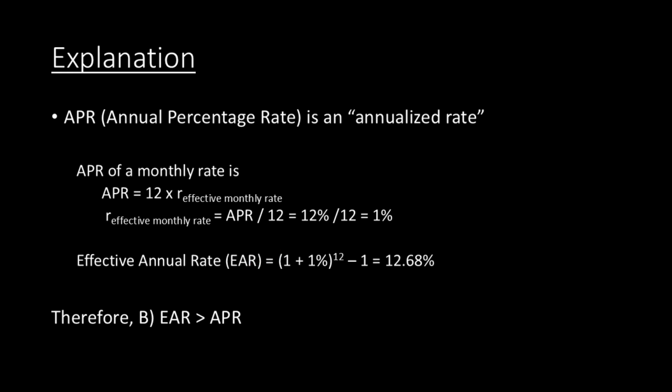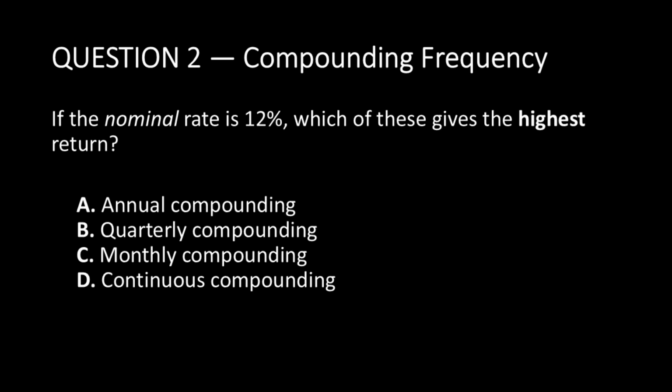Okay, on to the next question. If the nominal rate is 12%, which of these gives the highest return? A. Annual compounding. B. Quarterly compounding. C. Monthly compounding. D. Continuous compounding.